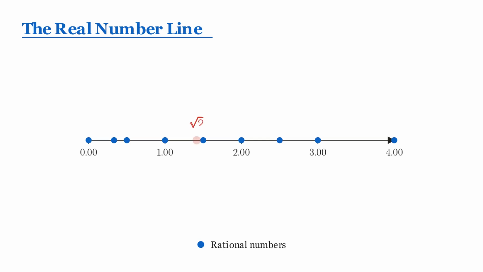Root 2 sits between 1 and 2. Root 3 sits a little further to the right. Pi sits just past 3. These numbers have decimal expansions that go on forever, and they never repeat. Together, rational and irrational numbers fill the line. Not a single point is left out.